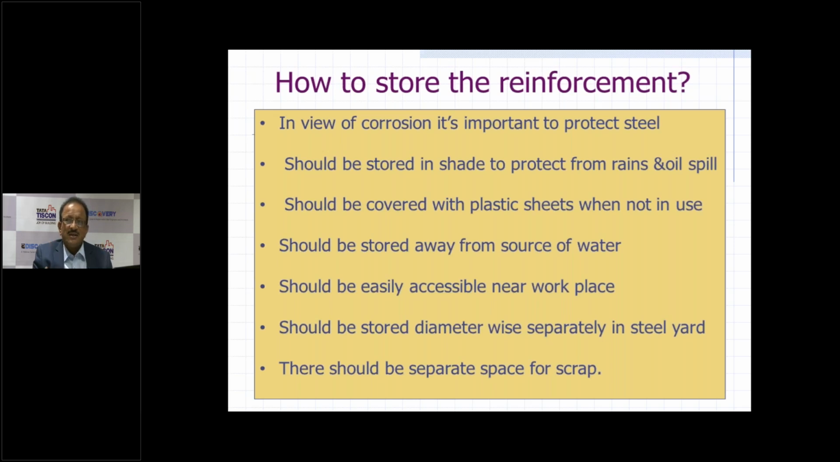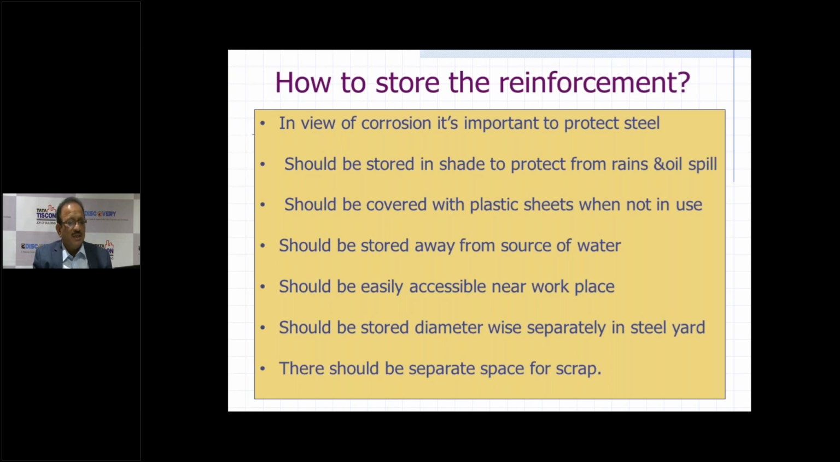corrosion will happen when steel comes in contact with oxygen and water. When steel, oxygen and water come together, corrosion will happen. So we have to protect the steel. So we have to store it in a proper shed, wherein we have to protect it from rains, and also we have to see that steel is protected from oil spillage, because the moment steel is coated with oil, it cannot have the proper bond with the concrete, and the load transfer will not happen properly.